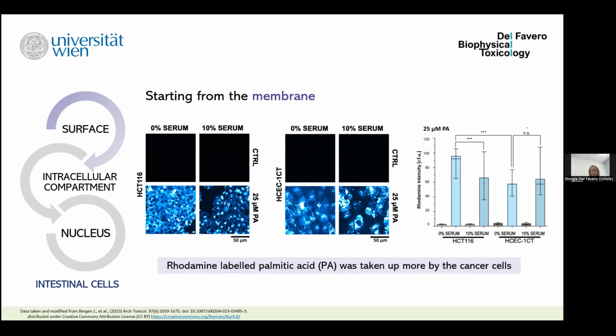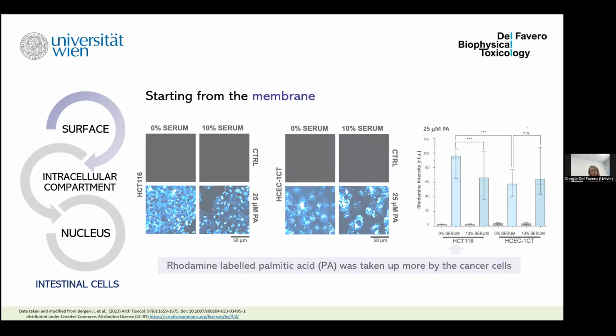You can see it here in the microscopy pictures in light blue. The HCT116 are growing way more, especially when incubated in zero serum, and the non-transformed cells simply seem to have a very limited capacity. This didn't surprise us much because it's very much in line with what we saw in the literature.